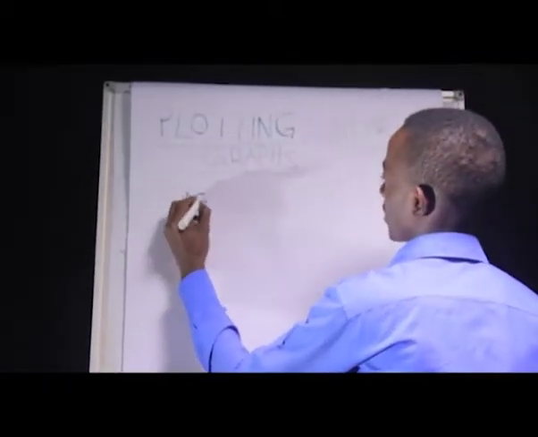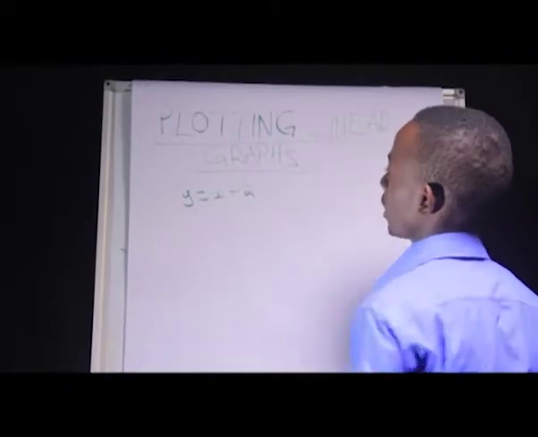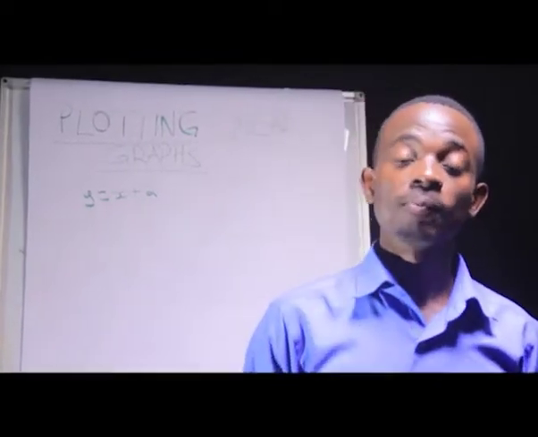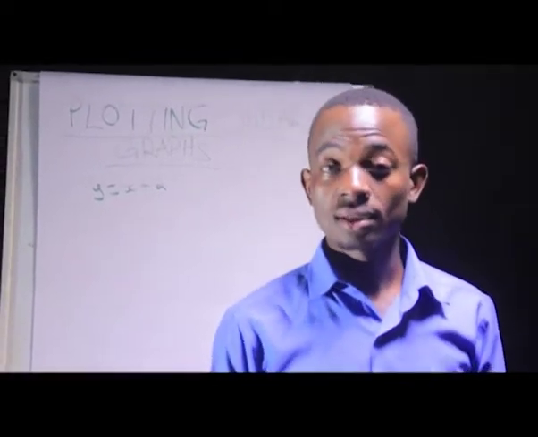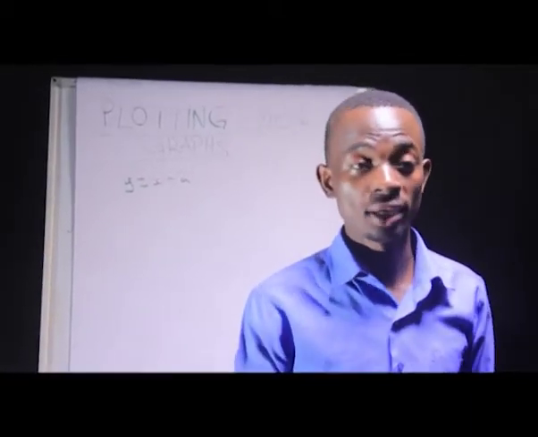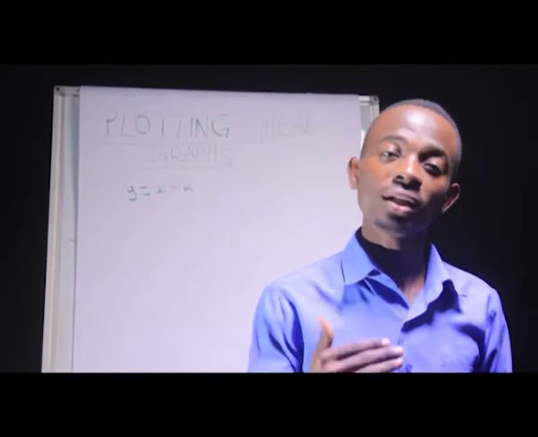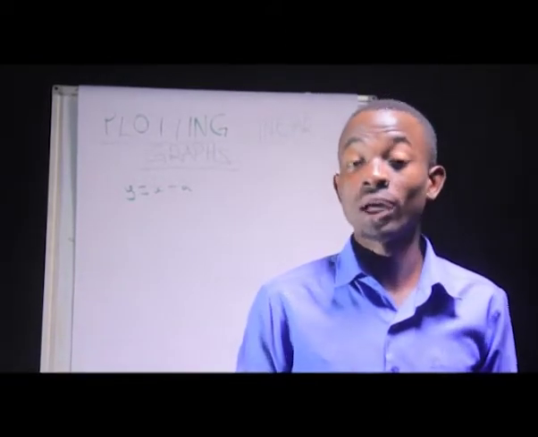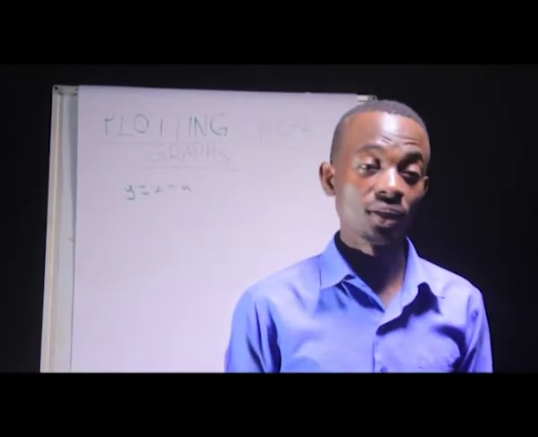Now, for example, we may have a line such as y is equal to x plus 2. This line, y is equal to x plus 2, simply relates x to y, or it establishes a relationship between x and y, and it means that for every x value there exists a y value, or for every y value there exists an x value.